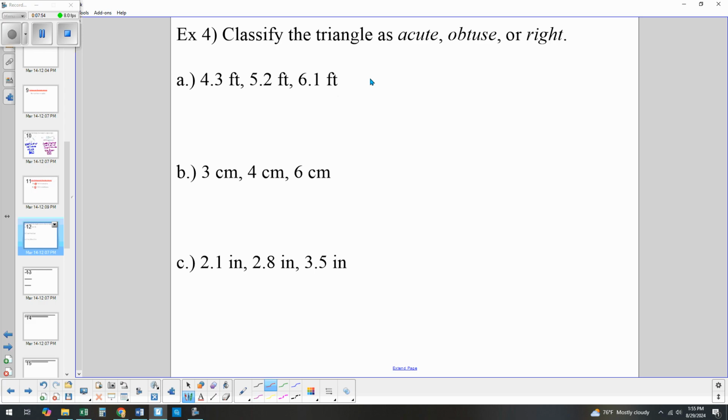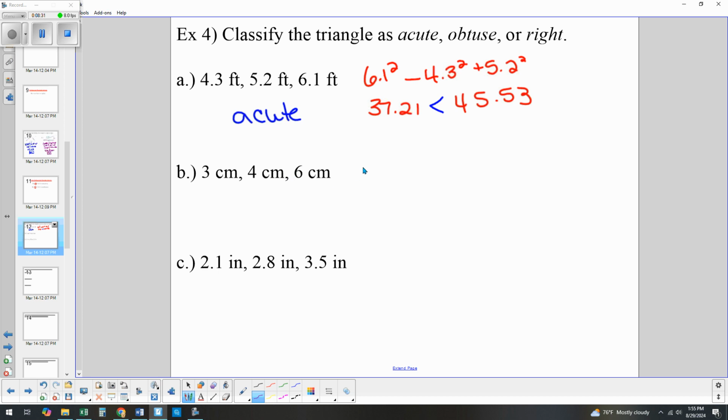The biggest side here is 6.1. So I'm just going to leave a blank space here because I don't know what symbol is going to go in there. All right, so 6.1 squared is 37.21. And I'm actually going to put this in my calculator together. I'm going to do 4.3 squared plus 5.2 squared, and I get 45.53. So I have less than, 37.21 is less than 45.53, so this is an acute triangle.